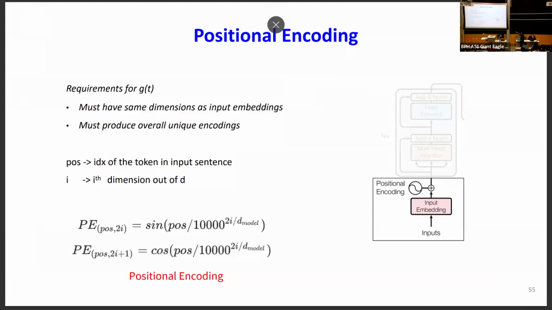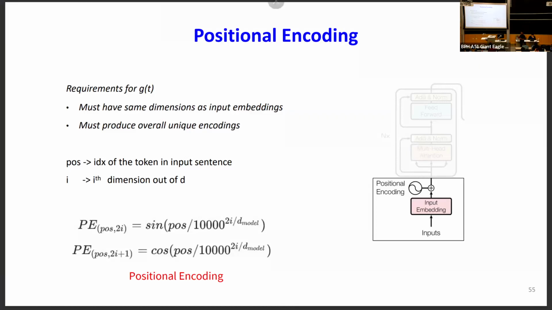When you look at 10k to the power of 2i by d model, both these formulas are used for a single position. So for a given position across dimensions, you see that the value of 10k to the power of 2i by d model will produce an irrational number of sorts. When you multiply this irrational number with any rational number, it still continues to be irrational. This total product will always be unique, so it will never cycle in nature.